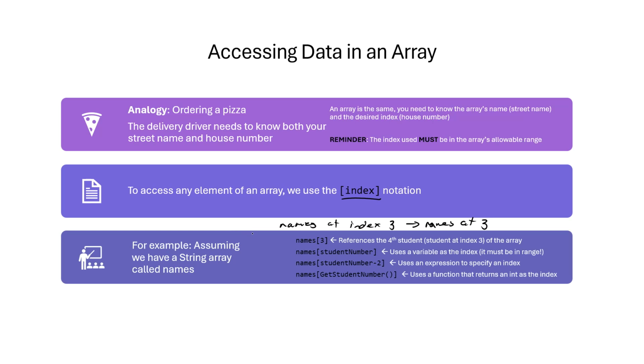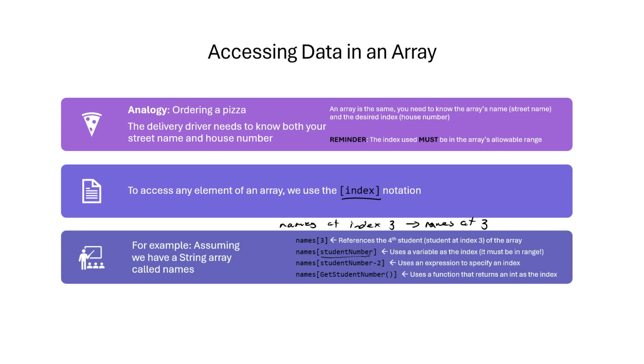Much easier to do. So that's names at 3, but it really means names at index 3. Now, that's me putting a literal value in there for the index. It doesn't have to be a literal value. It could be a variable. In this case, you see me using a variable called student number. Whatever student number is, it just has to be within the range. Remember, 0 to length minus 1.